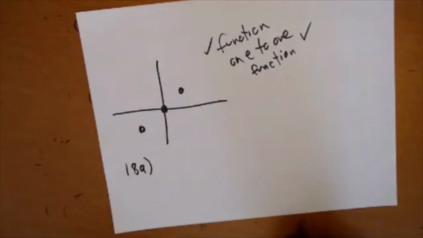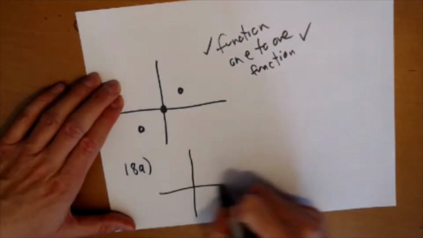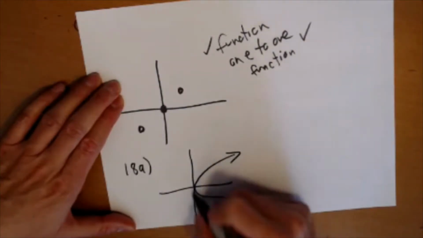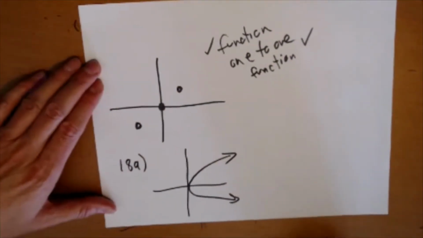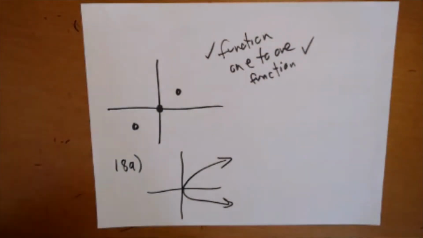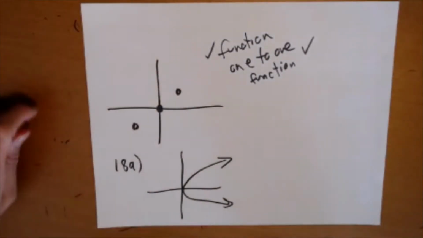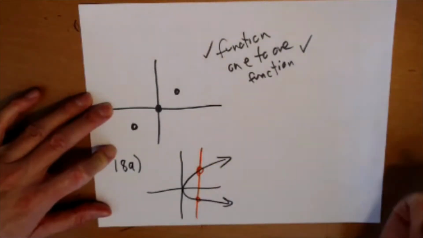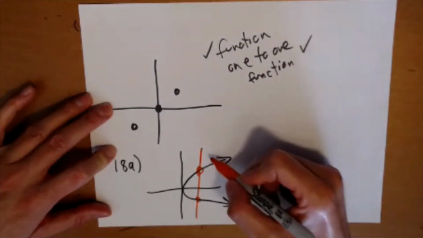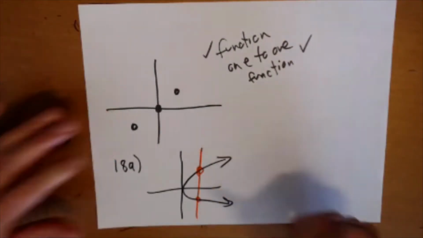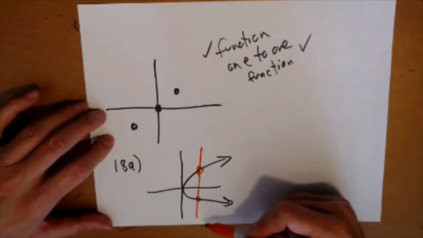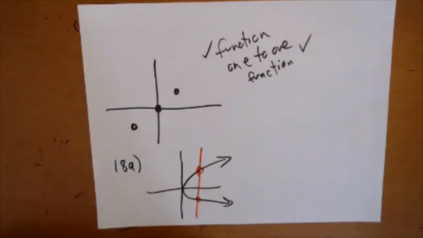18A, so instead of dots, they sort of go to pictures. In 18A, they give us a sideways parabola. That little sort of U thing is called a parabola. Does this pass the vertical line test? No, because if I draw a vertical line, I hit it in 2 spots. Well, what if I drew the vertical line there? Yeah, you hit it in 2 spots. So is there a place where you can draw a vertical line and hit it in more than 1 spot? Yes, then it is not a function.